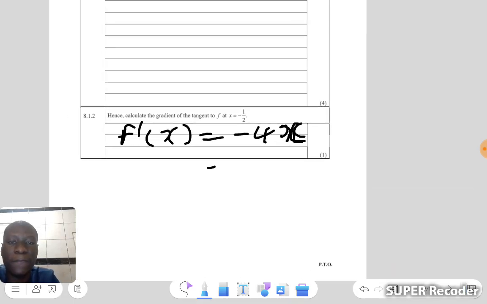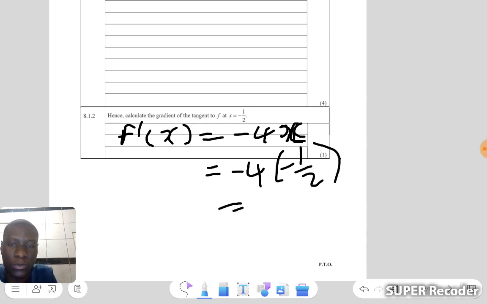So here, we substitute the x that we are given, negative 1 over 2, right? So if you punch it into a calculator, negative 4 times negative 1 over 2, like that. Our answer here is 2. That's the gradient that we'll get here, right? So let's move on.